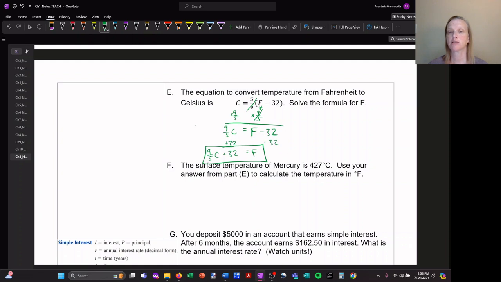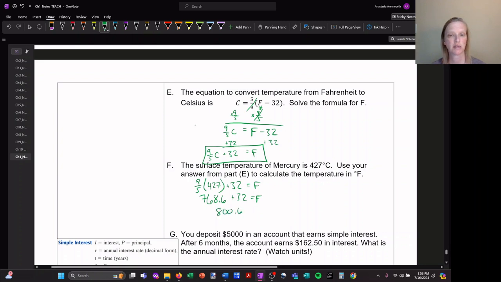Now I'm being asked: the surface temperature of Mercury is 427 degrees Celsius. Use your answer from part E to calculate the temperature in degrees Fahrenheit. So I've got 9/5 times my temperature in Celsius, which is 427, plus 32 equals F. If I plug 9/5 times 427 in my calculator, that's 768.6, plus 32, and that's going to equal 800.6 degrees Fahrenheit.